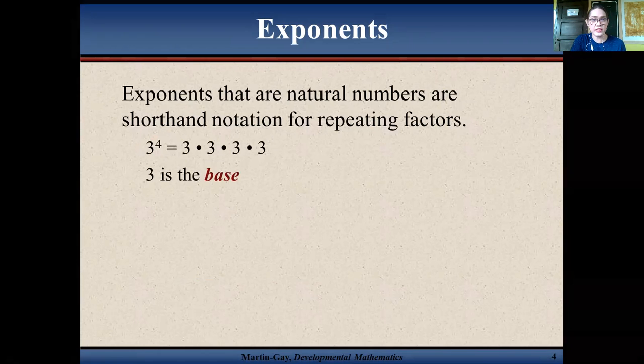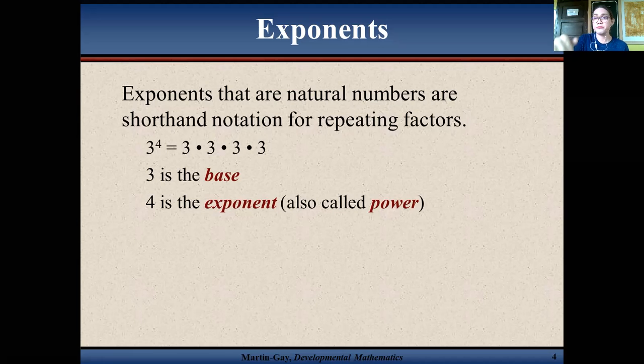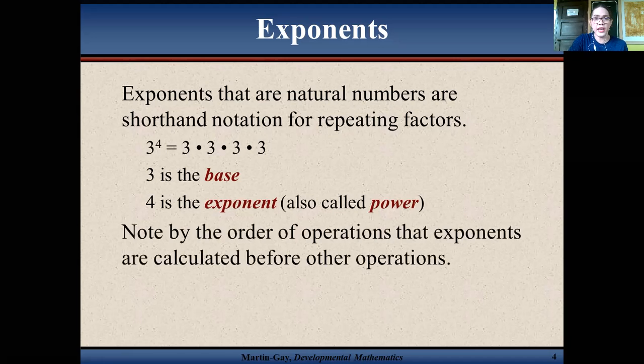Now 3 is the base, as you can see, and 4 in the exponential notation is your exponent, also called the power. And always remember, by the order of operations, exponents are calculated before other operations. Remember the PEMDAS. Exponents will be calculated first before doing the fundamental operations. That's what it means here.